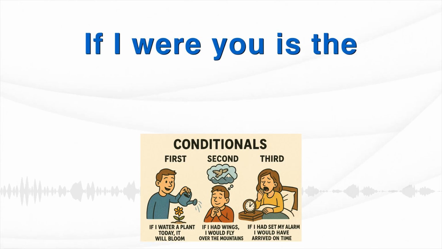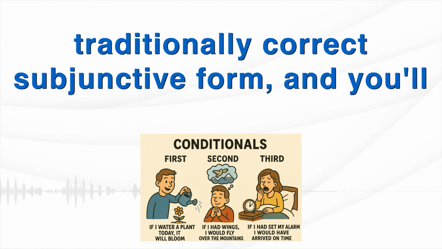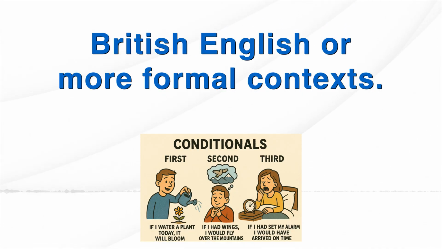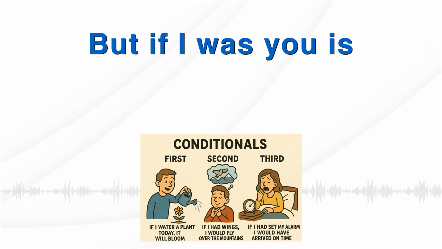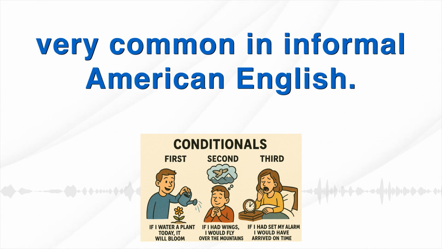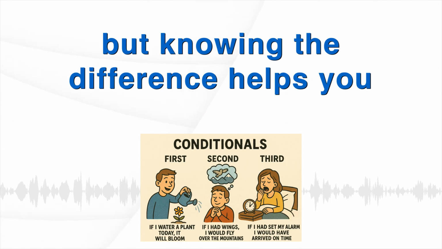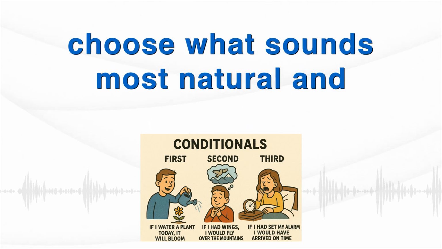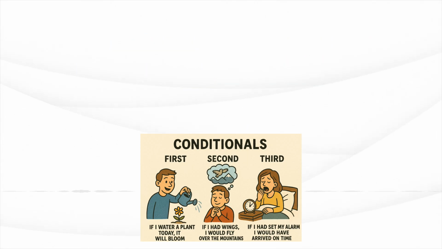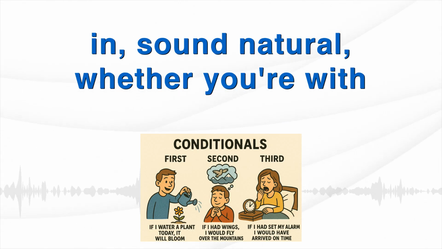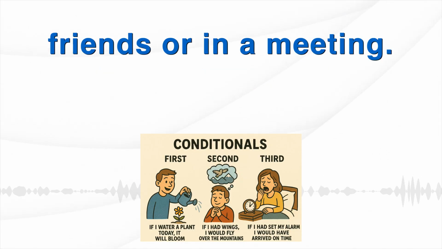Right. If I were you is the traditionally correct subjunctive form, and you'll still hear it often, especially in British English or more formal contexts. But if I was you is very common in informal American English. Neither is strictly wrong in context, but knowing the difference helps you choose what sounds most natural and appropriate for the situation. That's really helpful. Knowing those nuances helps you fit in, sound natural, whether you're with friends or in a meeting.